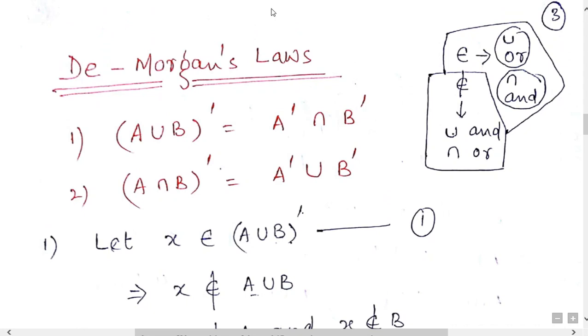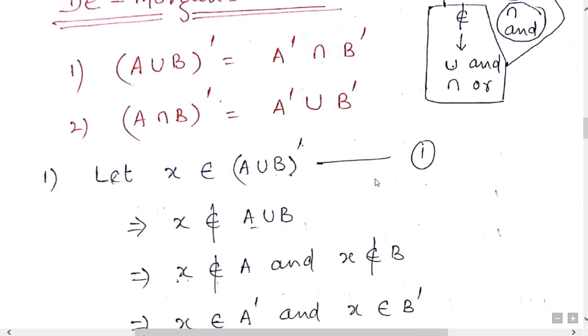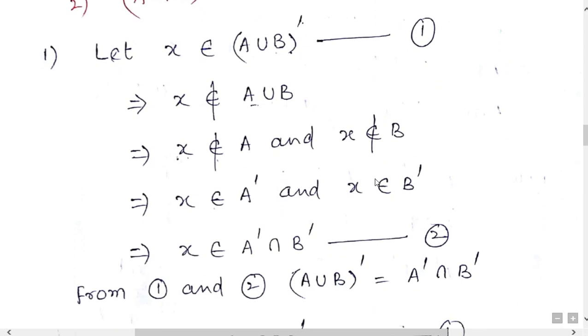In the examination, the question was there: state and prove De Morgan's laws, and you have to write the statement first of all. If there are two sets A and B, then (A union B) complement is equal to A complement intersection B complement, and second, (A intersection B) complement is equal to A complement union B complement. Let us start.